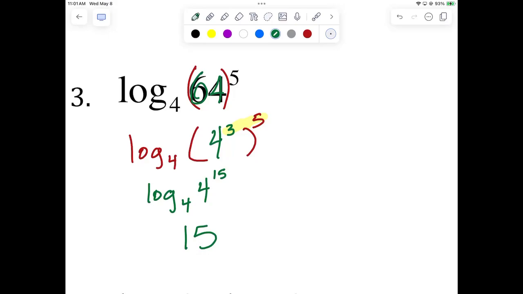Because what's 5 times 3? Well, I just brought the 5 along for the ride. There's the 5, and there's the 5. I just brought it along for the ride. And then what did I do? I wrote 64 equivalently as 4 cubed. I just replaced the 64 with what 64 is equal to.